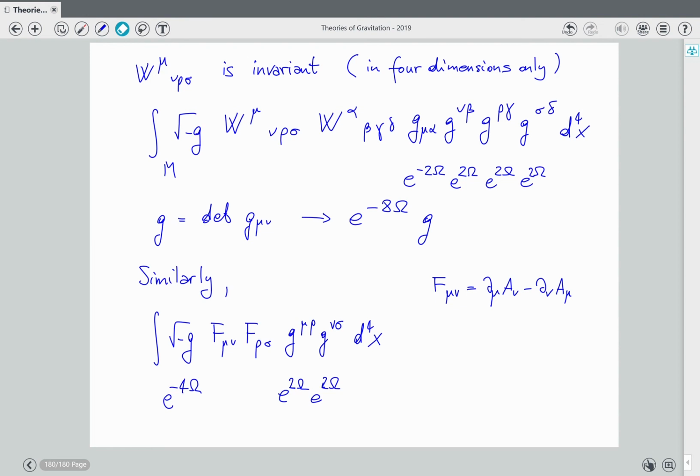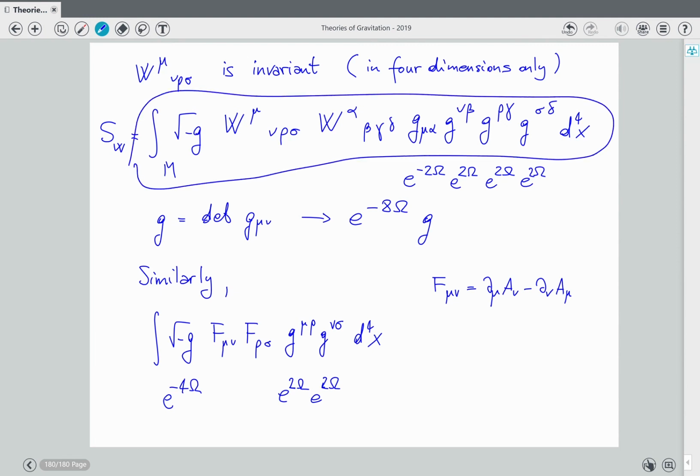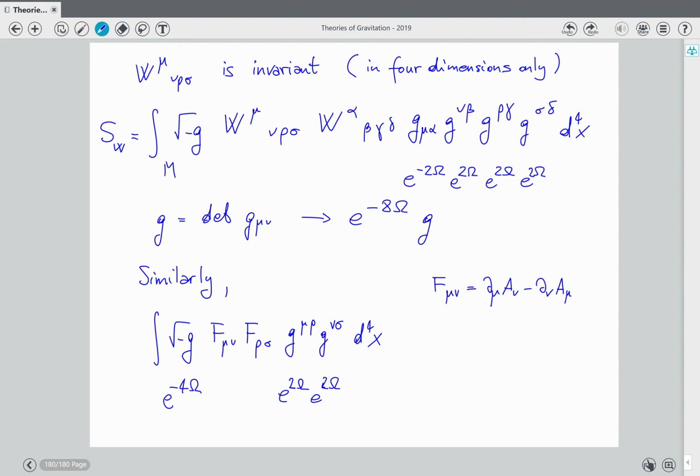Anyway, it's important to know that this action exists. From the physical point of view, it's a very bad theory, because really you cannot make much sense out of this, not even classically, let alone at the quantum level. But it's interesting because of this symmetry and some applications. So let's stop here.